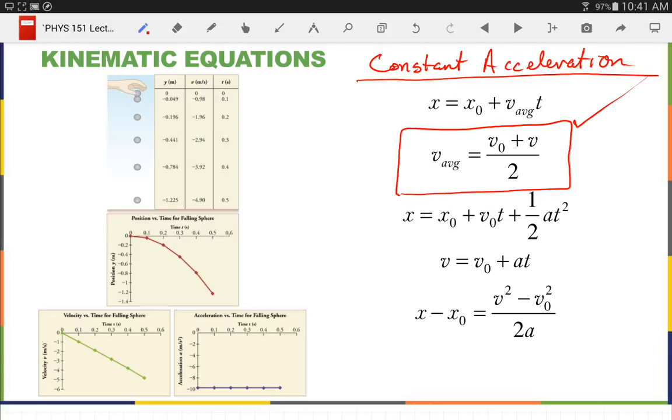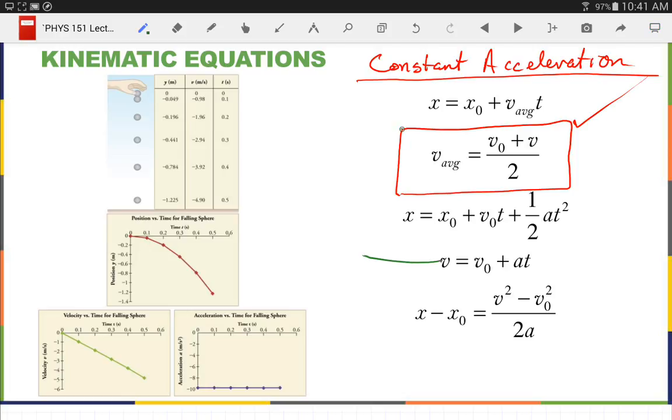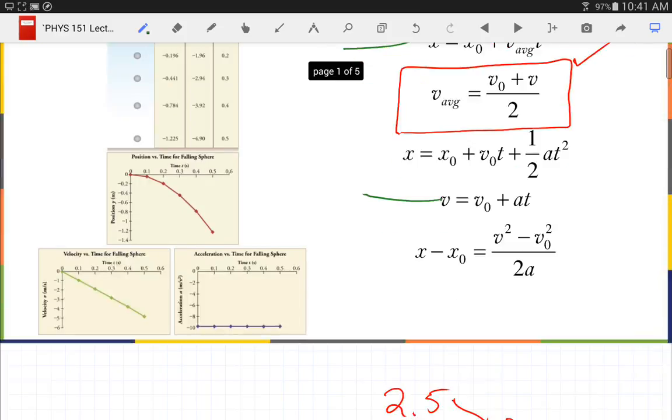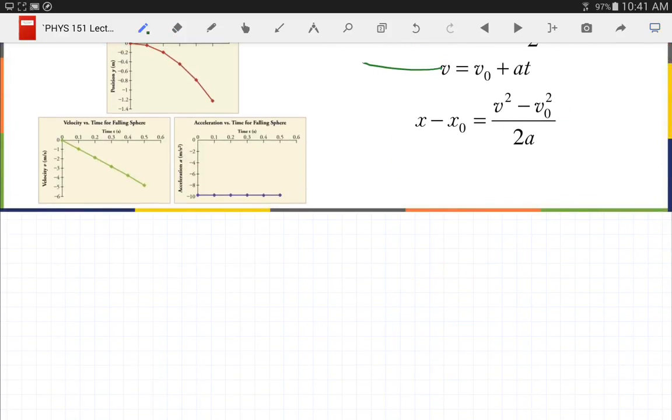Now, these 2 equations, let me change color. These 2 equations here are pretty similar in their origins. They come from the definitions of speed and acceleration. Now, I didn't carefully go through those definitions yet, so let me write them down. Actually, I did write this down. V average is equal to x minus x0 over t.